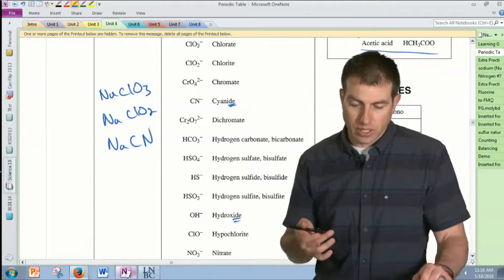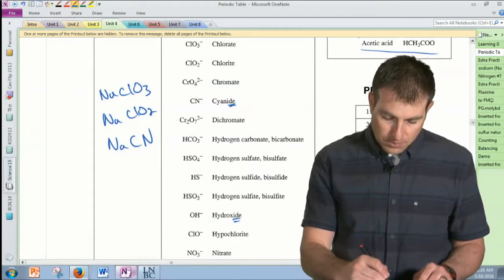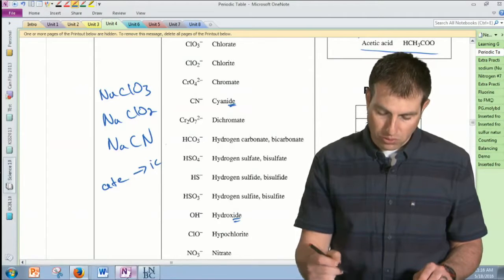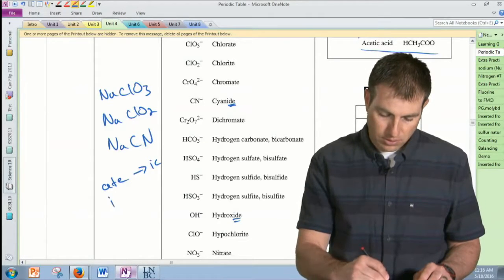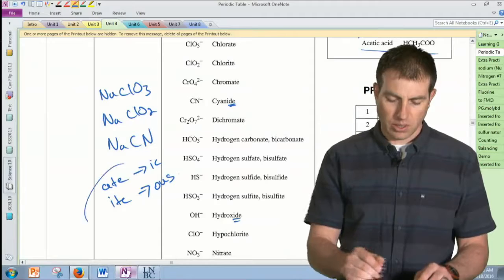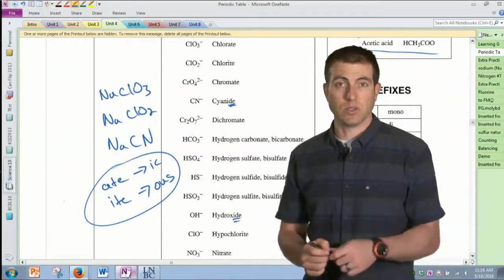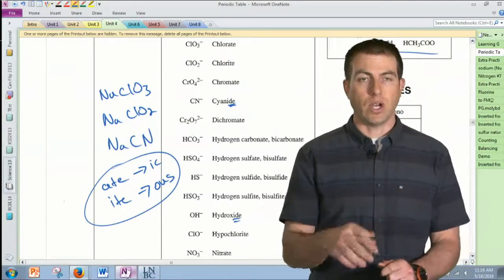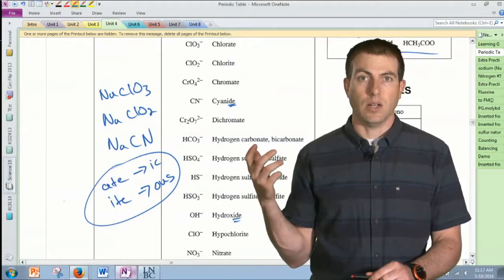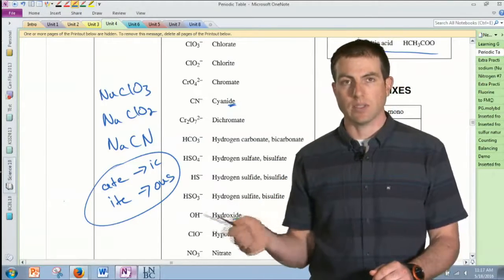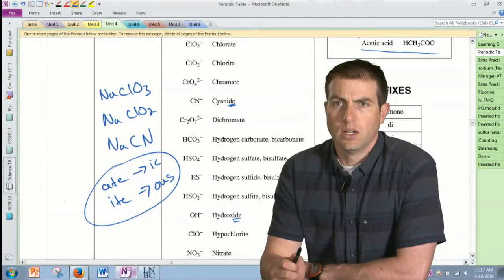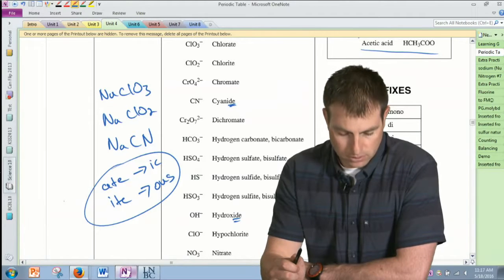With acids, it's different. Your ates go to ic, and your ites go to ous. Those are the acid naming rules. So there are three types of acids. An acid with a polyatomic is either going to be an ic or an ous. An acid with just a nonmetal is going to be hydrochloric acid, hydrofluoric acid. Then the ides.